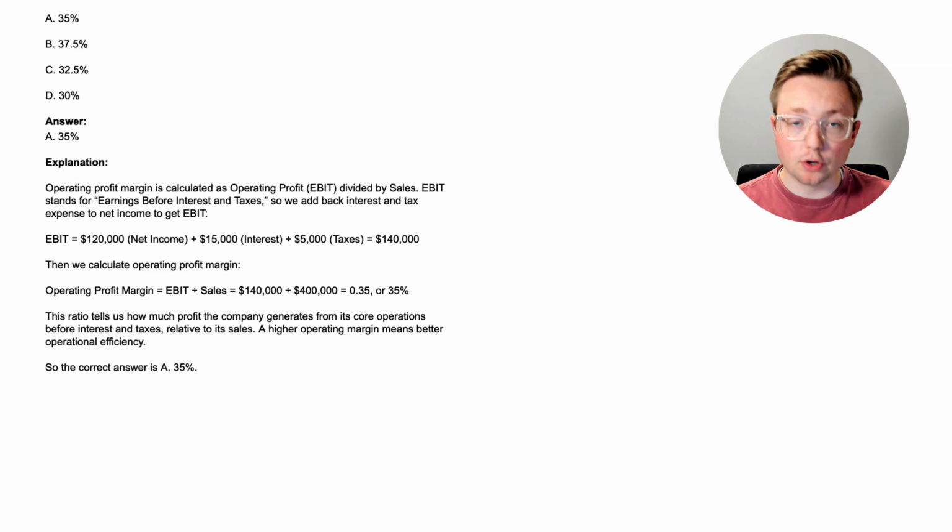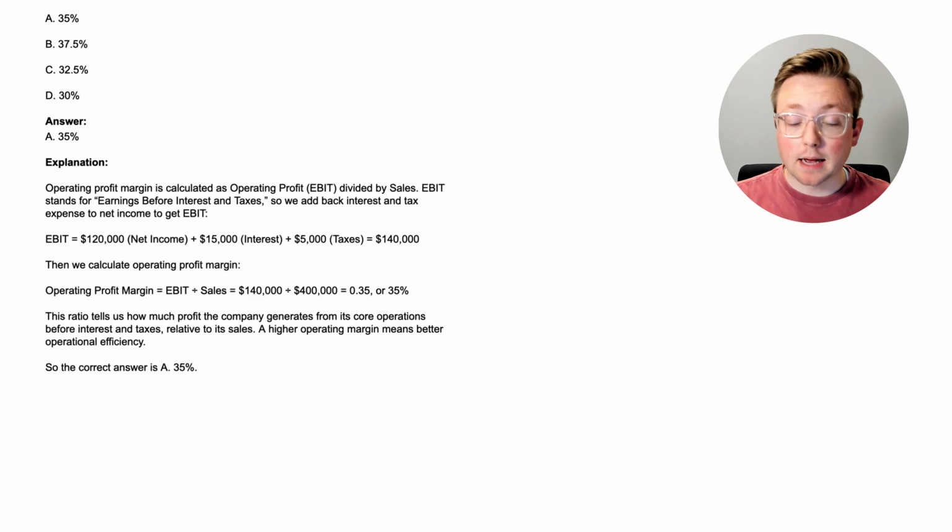So in this case, earnings before interest and taxes is $140,000. That's the net income of $120,000, plus the $15,000 of interest, plus the $5,000 of taxes, and that gets us to $140,000 of earnings before interest and taxes. Then we can calculate the operating profit margin, and if you remember, operating profit is earnings before interest and taxes divided by sales. So $140,000 of EBIT divided by $400,000 of sales gives us 35%. That is the operating profit margin.